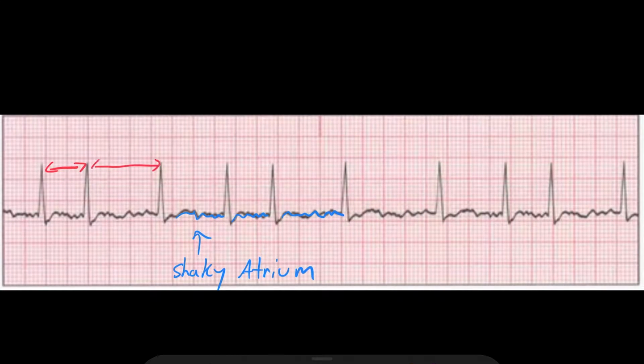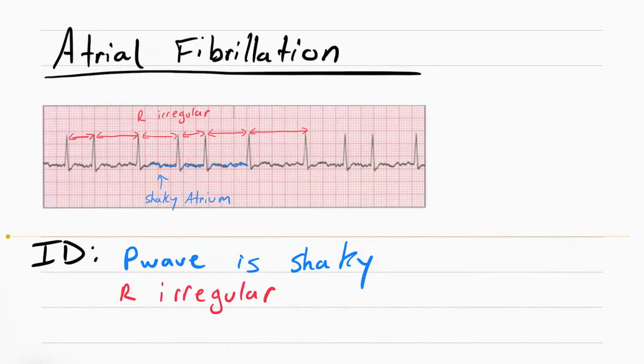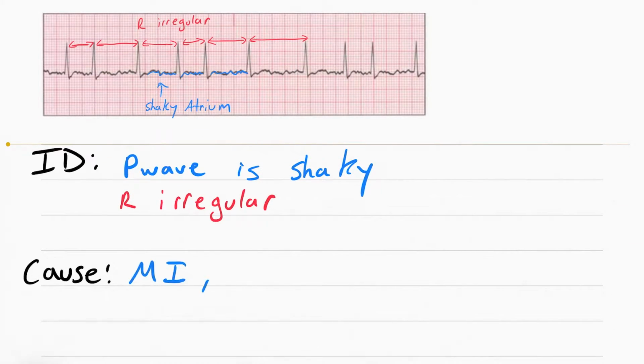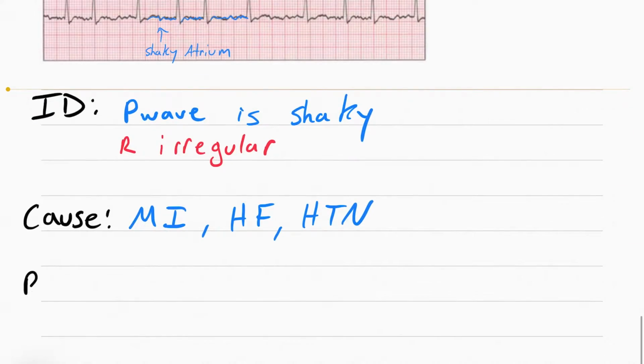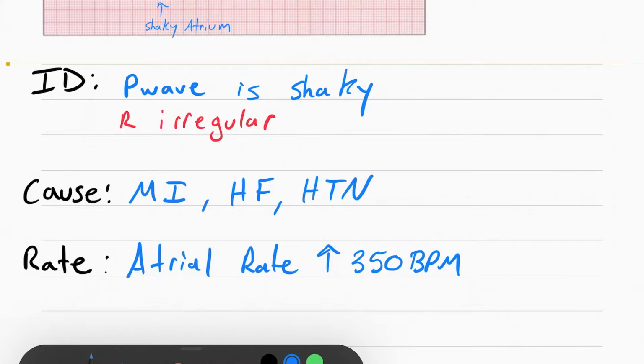Another thing that you have to note is that each QRS complex is irregularly spaced apart. Look at the distance between each R. They're all irregular. Now, the reason AFib happens is because of damage to the heart, because of an MI, heart failure, hypertension. Now, AFib isn't always an issue. Yes, the atrial rate can be up to 350 beats per minute, but the atriums don't provide blood to the heart. That's the ventricles. So if the ventricles aren't beating fast, then AFib is generally not an issue.